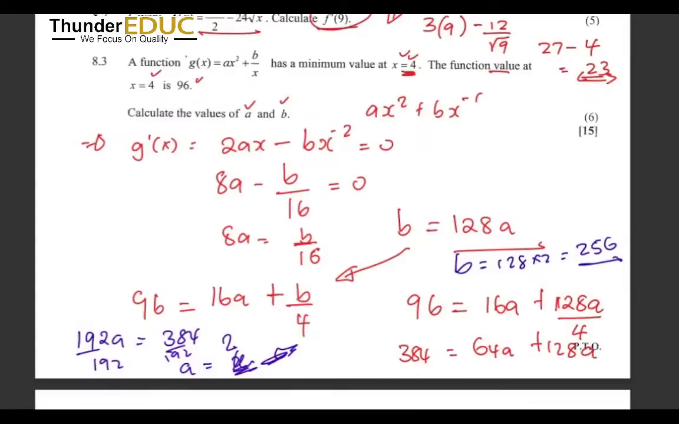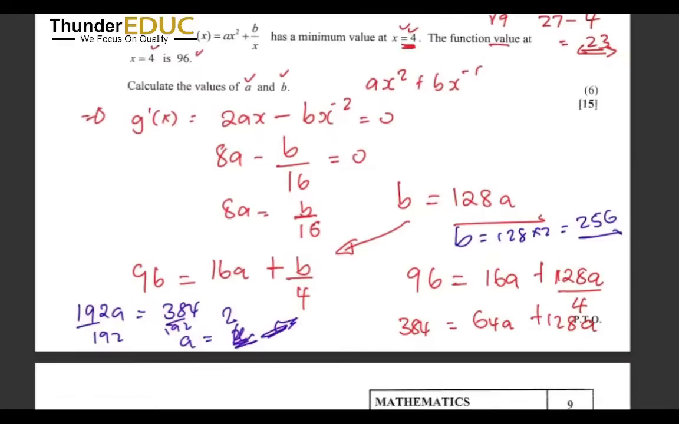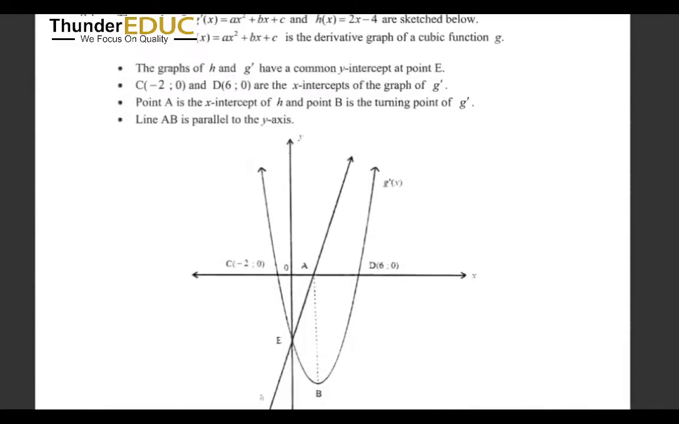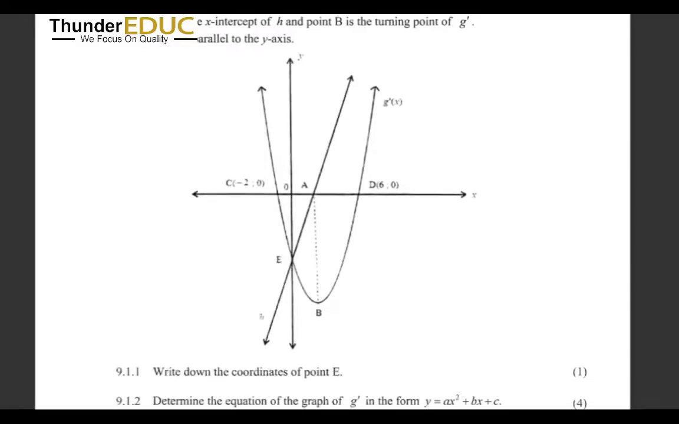2022. Yeah, one of the prelims of 2022 must have been there. Question 9. They're telling us that the graphs g prime of x, h of x is given as that, and then the g prime is the derivative of the cubic function g. We have these conditions, a is the intercept, and all of that information given to us. They want us to write down the coordinates of E.